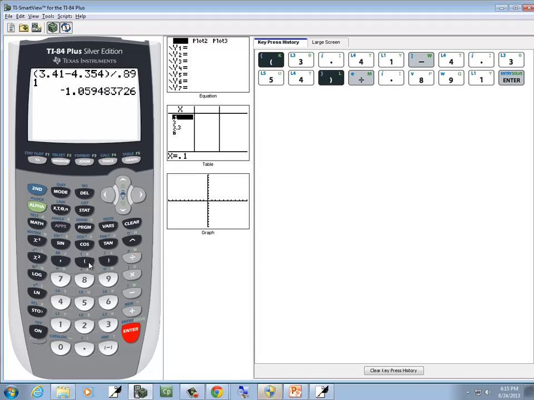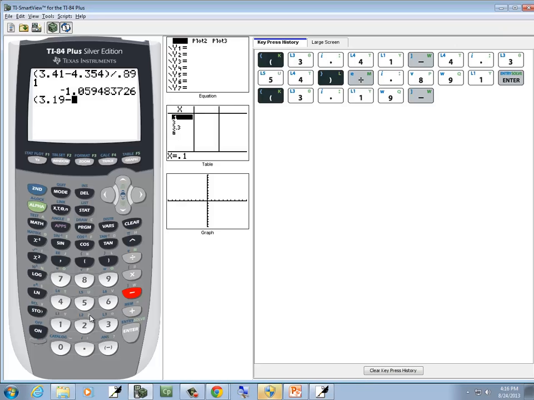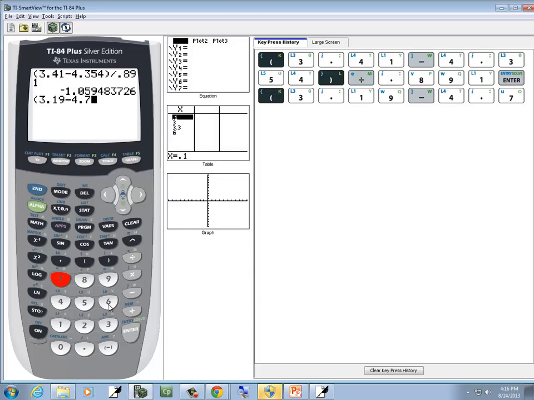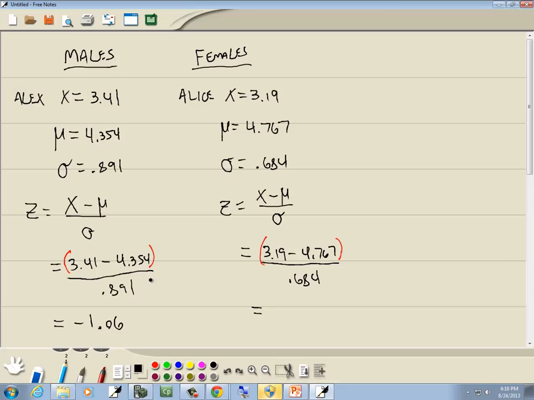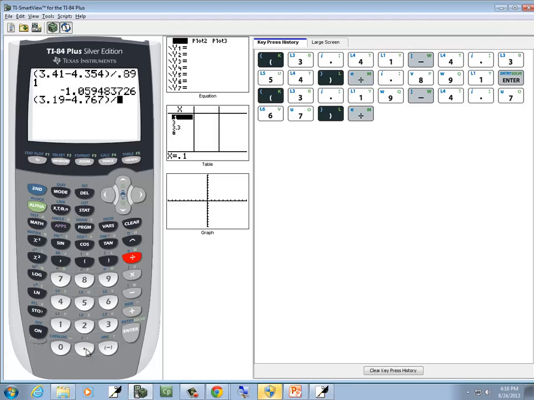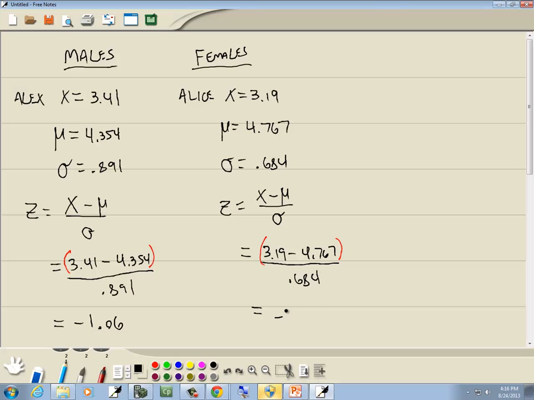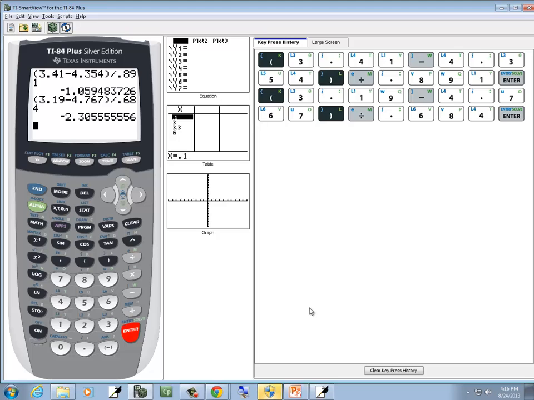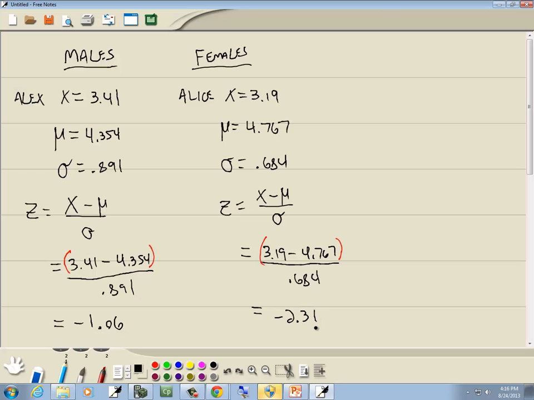Okay, let's see what this one is. So do a beginning parentheses, 3.19 minus 4.767 close parentheses divided by sigma, which was 0.684, and press enter. And we get negative 2.31, around 2 decimal places.